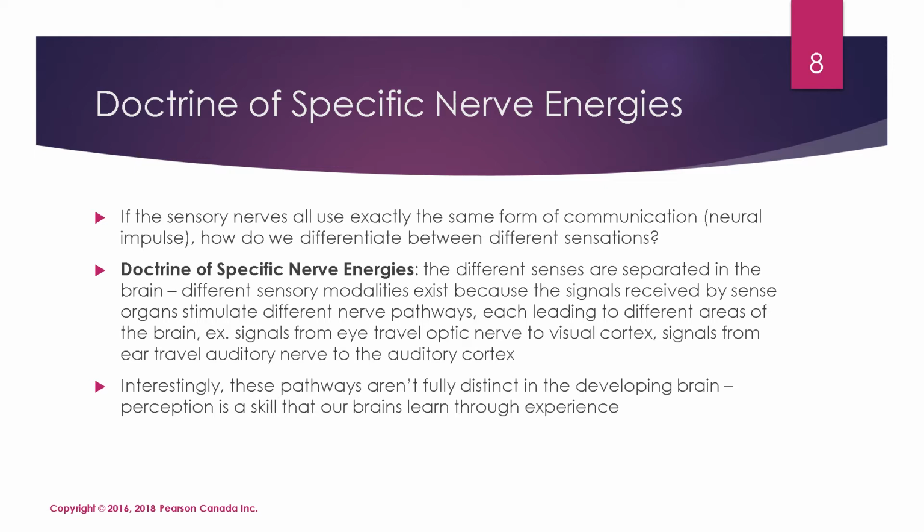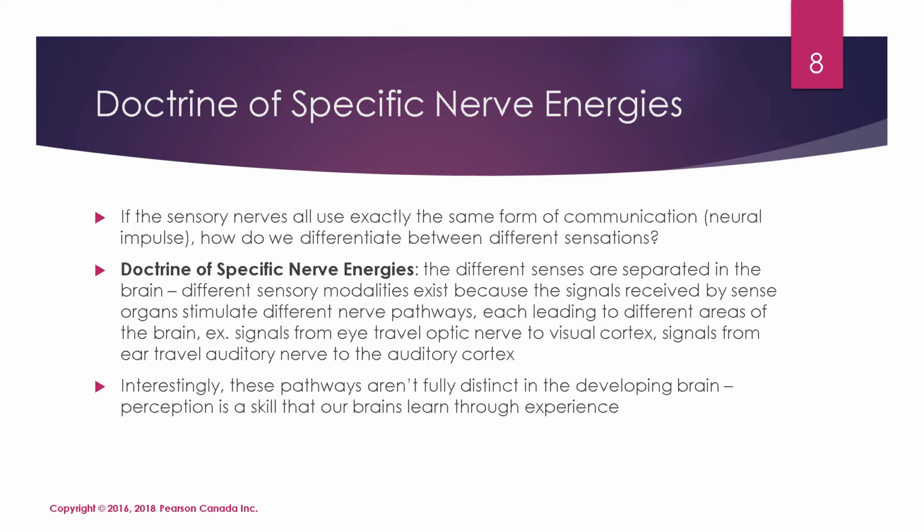Basically we have what's called the doctrine of specific nerve energies. The different senses are separated in the brain. There are different sensory modalities that exist because the signals received by sense organs stimulate different nerve pathways, each leading to different areas of the brain. For example, if you have visual information that enters your eye and is processed by the sensory receptors in the retina, then when it's transformed into a neural impulse, it's going to get sent through the optic nerve to the visual cortex for processing.